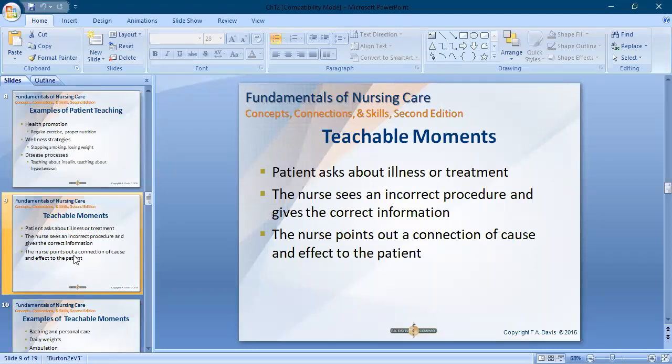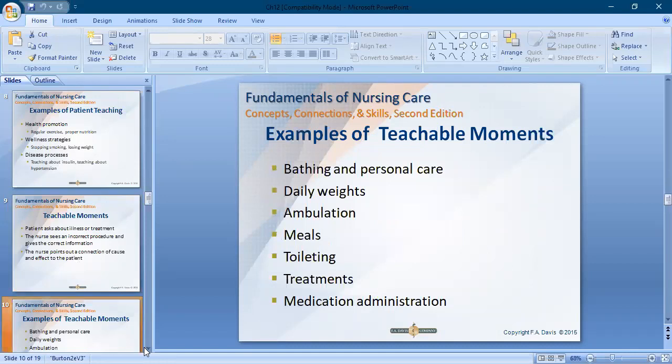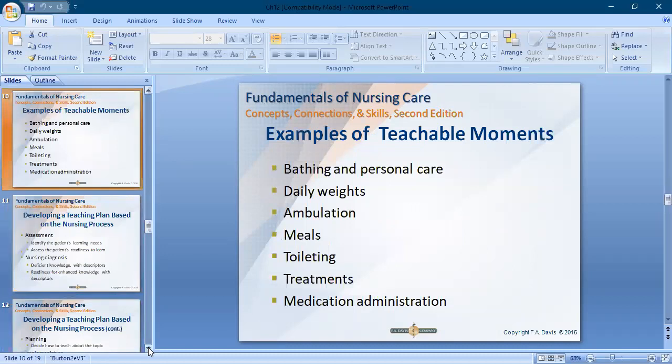Suppose a patient has a wrong idea or information about the disease, we have to find it out and then explain to the patient, right? So this is also an important factor for teaching. And some examples of teachable moments. So what is this? First of all, some examples.